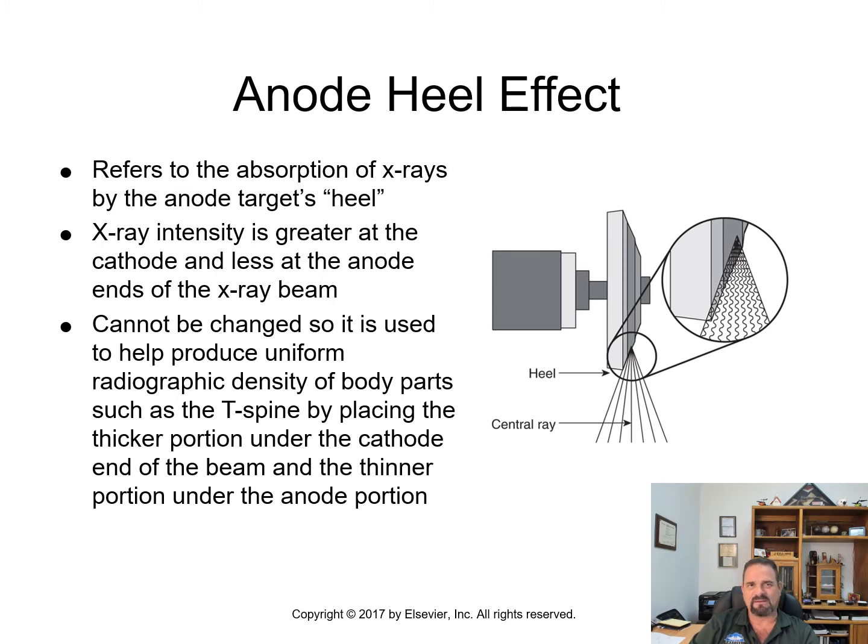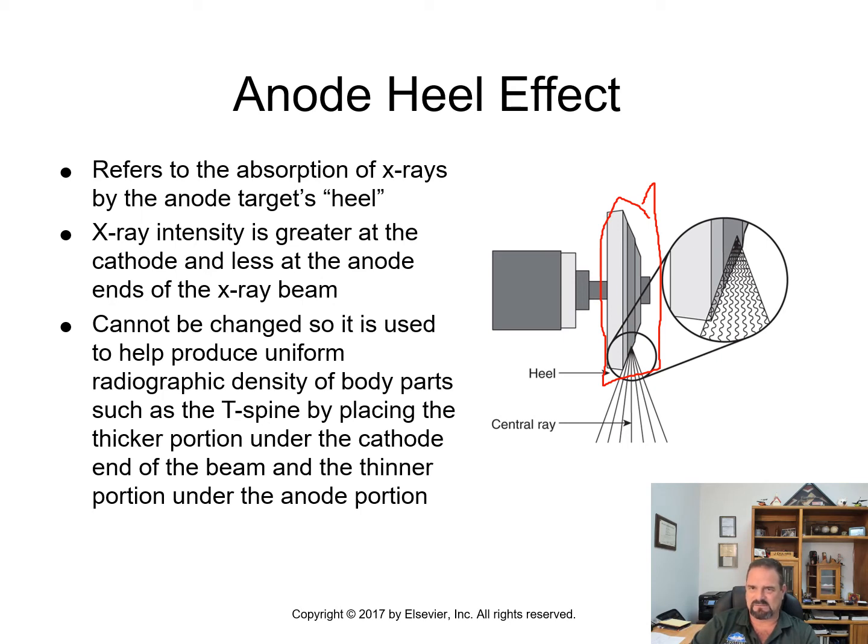All right, so anode heel effect. This actually refers to the absorption of X-rays by the anode's target heel. Okay, the anode's target heel. The target heel is this particular constructive device here within the collimator itself. The X-ray intensity is so much greater at the cathode and less at the anode, and the anode ends at the X-ray beam. This is your essential X-ray here.